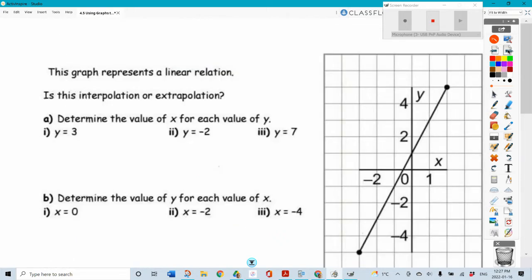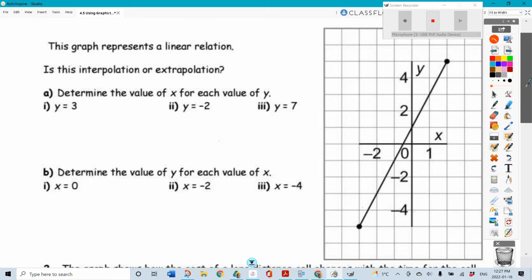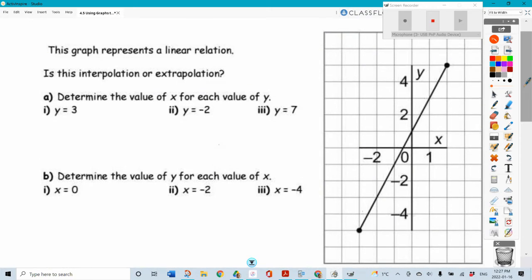All right, so here we have a linear relation. Okay. Now it says, is this interpolation or extrapolation? So it says determine the value of x for each value of y. For this value here, y is equal to 3. All I'm going to do is go up here to where y is equal to 3, look over, and find my point. In this case, x is equal to 1.